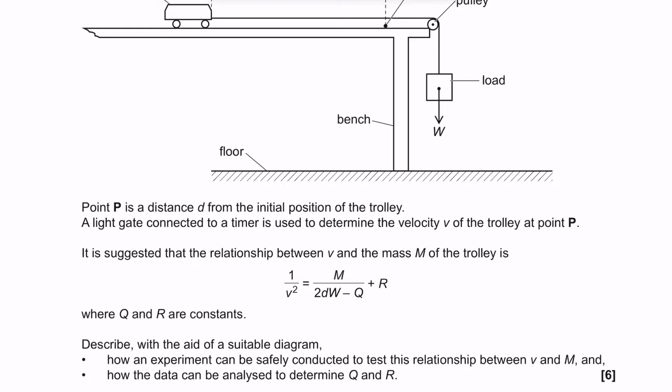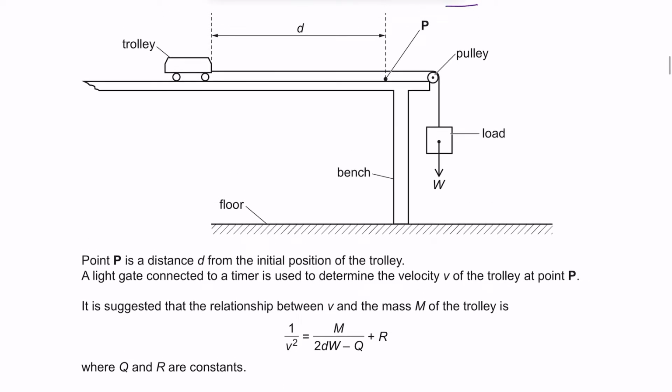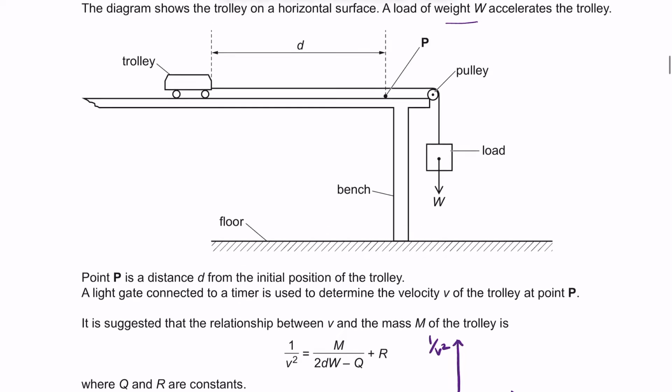So, to test this relationship between v and m, we would have to get a graph ultimately, and that graph, I would say, should be 1 over v squared on the y-axis versus m on the x-axis. In order to do that, I need to change the mass and therefore get a corresponding value for the velocity of the trolley. And to do that, I would have to do a couple of things to my diagram.